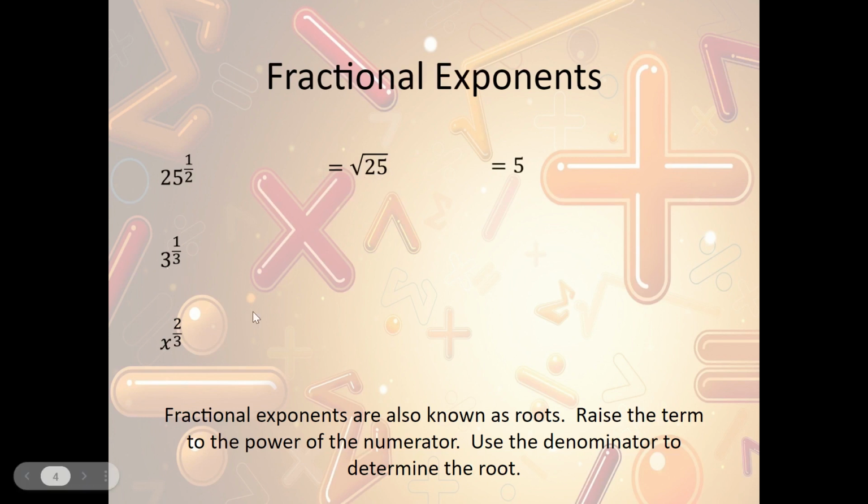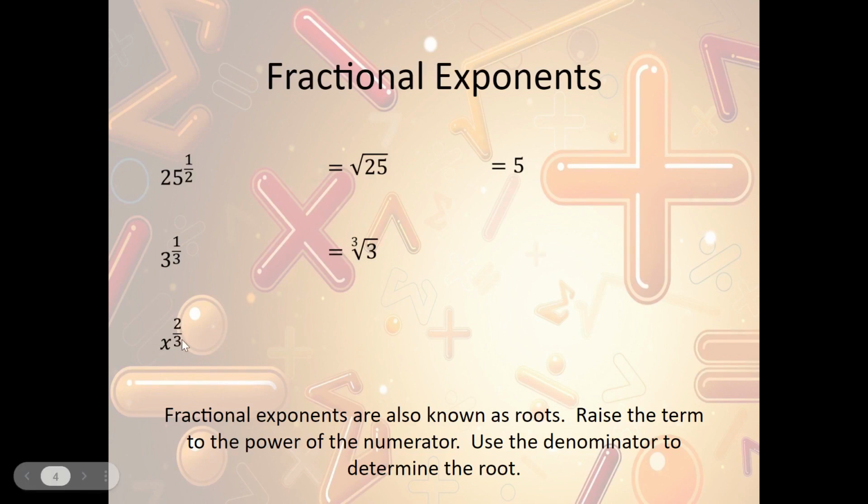Let's look at another example. We have 3 to the 1/3 power. So again, we're going to take 3 to the 1st, and we're going to find the cube root of it. Well, what times itself 3 times equals 3? Well, we should recognize that it doesn't come out evenly. There's no whole number that does that. So we're just going to leave it as cube root of 3.